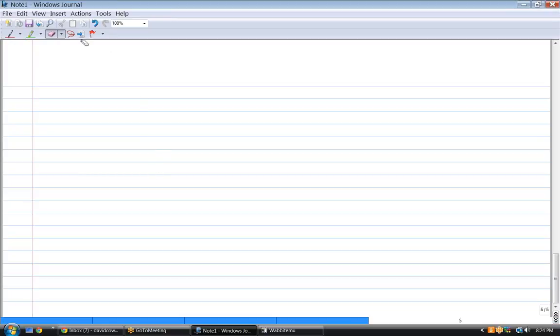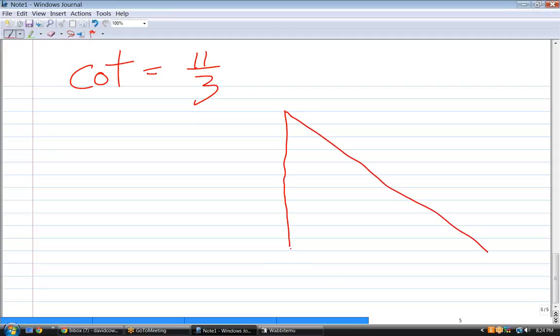Okay, this one: use a right triangle to determine the exact values of all the trig functions. Theta. Which one? Cotangent theta equals 11 over 3. They tell you which quadrant it's in? Well, it's not like negative. Would that matter? It will, actually. Let's assume first quadrant. Okay.